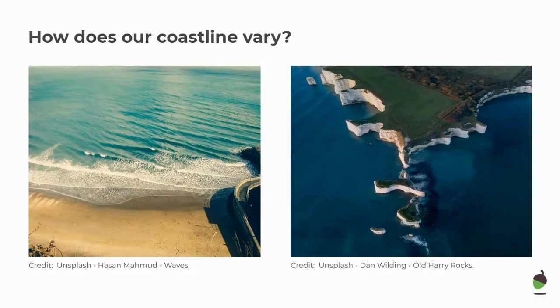Our beautiful coastline varies from place to place. Have a look at these images now and consider how they're different. Think about what your nearest coastline looks like. In some places, like the photo on the left, the dominant process affecting the coastline is deposition, and we have some beautiful beaches. However, in other places, our coastline mainly experiences erosion and weathering, as is the case in the photo on the right, which shows Old Harry Rocks on the Dorset coastline. Today, we're going to look at these processes in more depth.